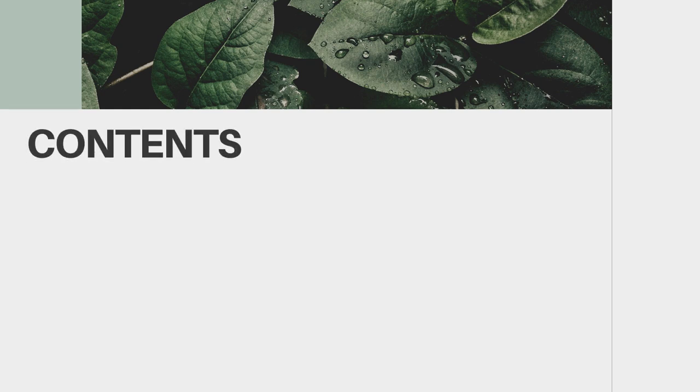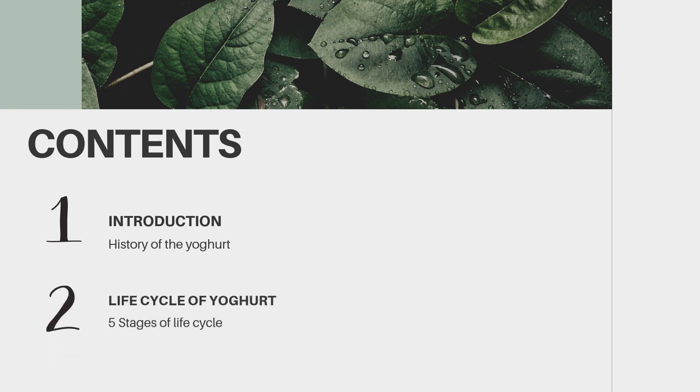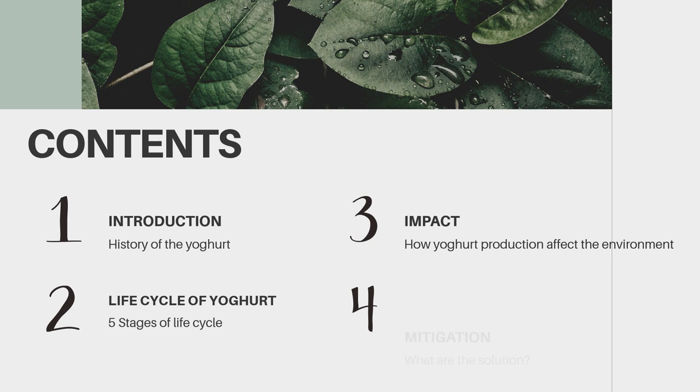Here is the content for this video. Firstly, for the introduction, we will learn about the history of yogurt. Secondly, we will learn about the life cycle of yogurt, which consists of 5 stages. For the third one, regarding the impacts, we will learn how yogurt production can affect the environment. And lastly, for the mitigation measures, we will learn about the solutions to these yogurt production problems. Firstly, introduction.